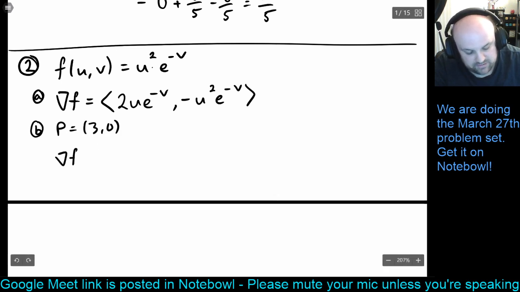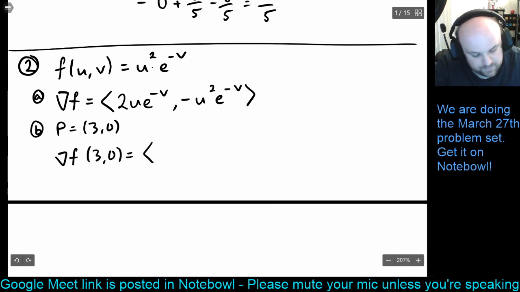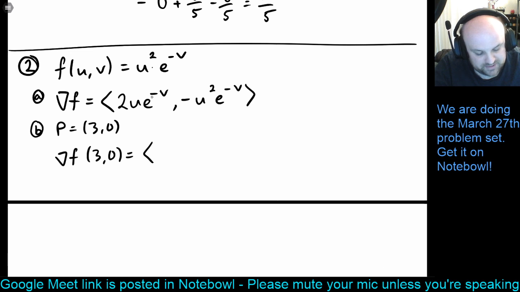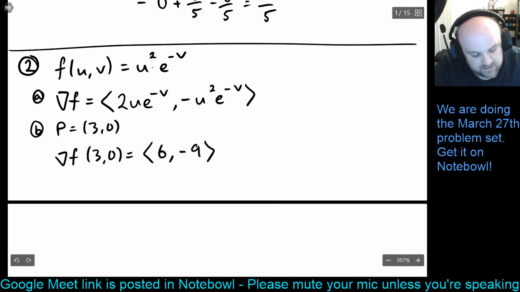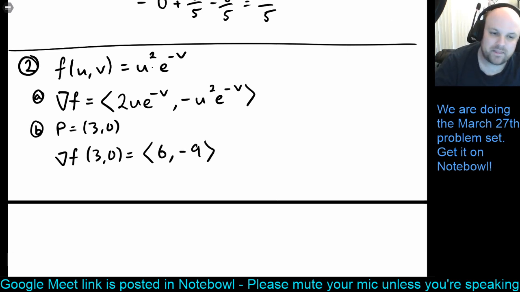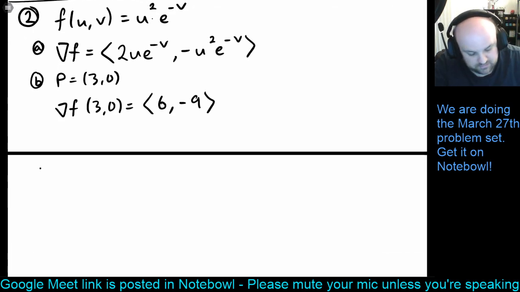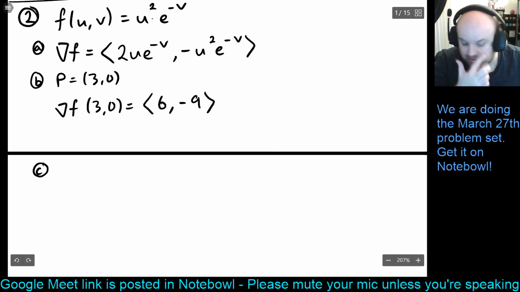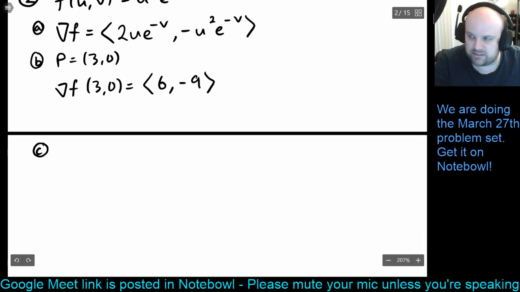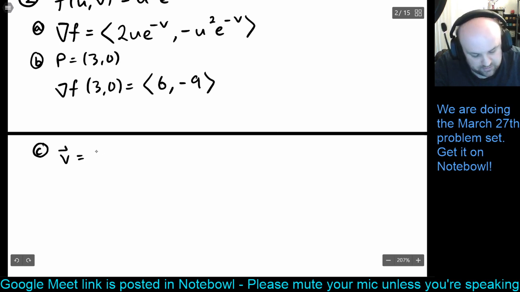So gradient of f at 3, 0. Just plug that stuff in. And here we're going to get 2 times 3 times 1. And here minus 3 squared times 1. So 6 minus 9. Right. And then finally, we want the directional derivative in the direction of v equals 3i plus 4j.